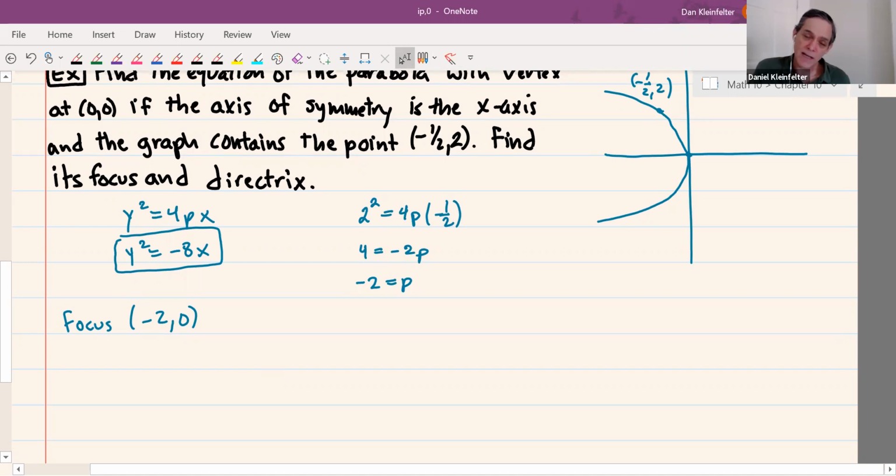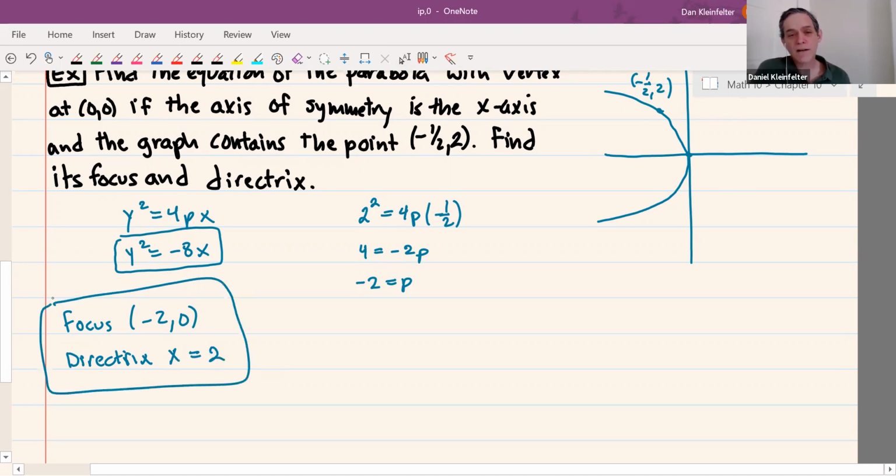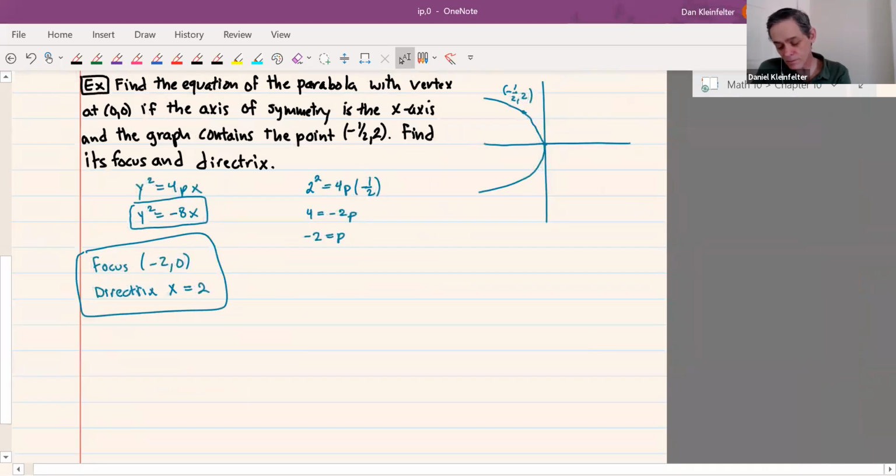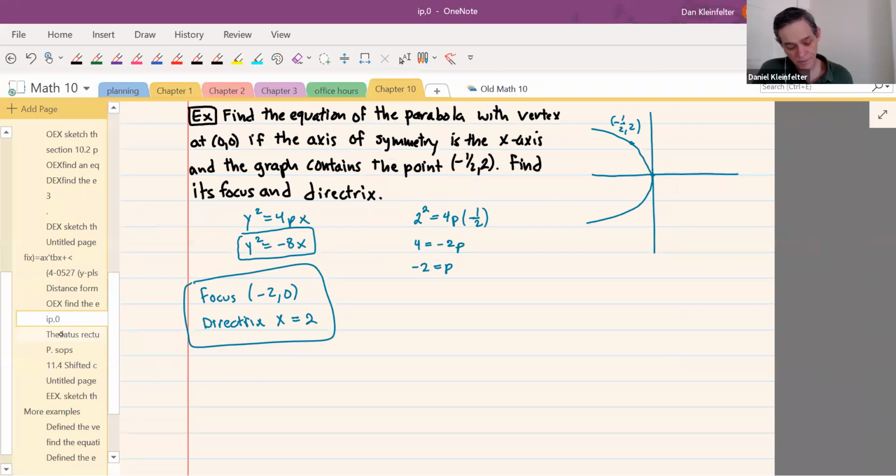The directrix, will that be horizontal or vertical? The directrix will be vertical. Since it's a vertical line, it's going to be x equals, and it passes through the first and second quadrants, so it'll be x equals +2. So we got the equation of the parabola and also its focus and directrix, which is what we needed. Moving along a little bit.